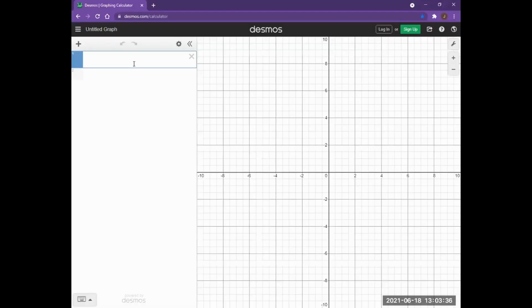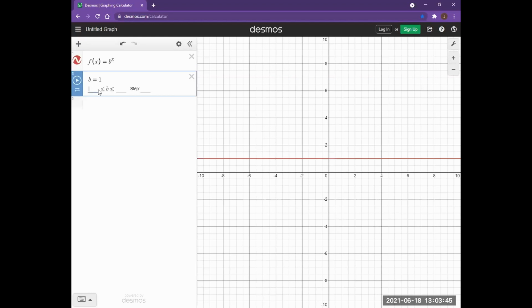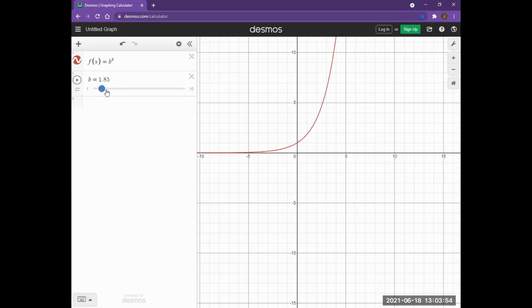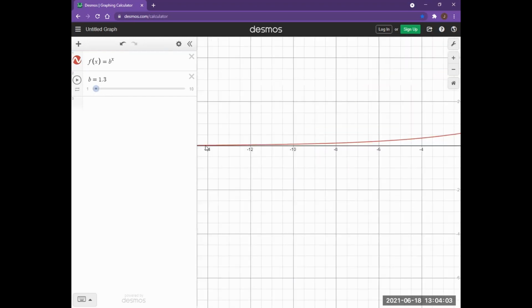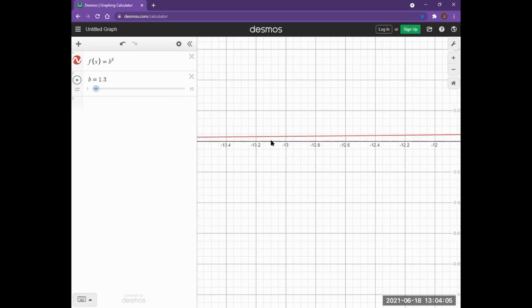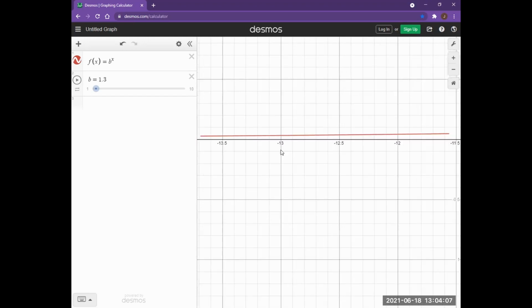They look like, I'll just make one up real quick, b to the x power. So b is going to be between 1 and whatever, it doesn't matter. Depending on the base, the graph will look something like this. It may be very steep, it may not be so steep, but you'll notice a couple things. First of all, it has a horizontal asymptote.